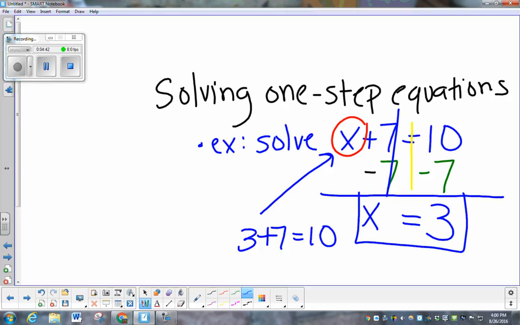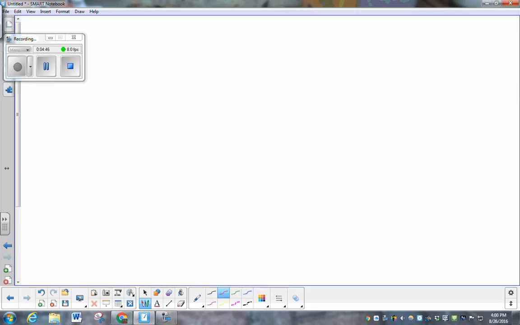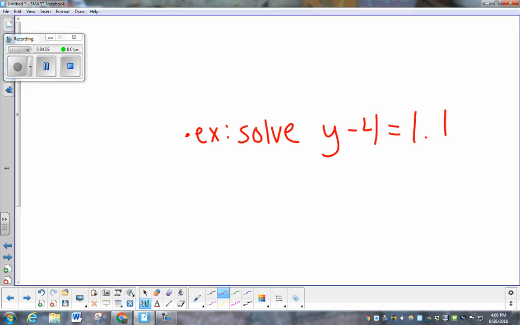All right, so let's do another example here. This time I'm going to do a subtracting example. So let's do, we're going to solve y minus 4 equals 1.1. When it says solve, it means tell me what this y equals. So we're looking for this y. We need to get him all by himself on his side of the equal sign. He does not like anyone else to be there. He doesn't want anyone else there in his house with him.